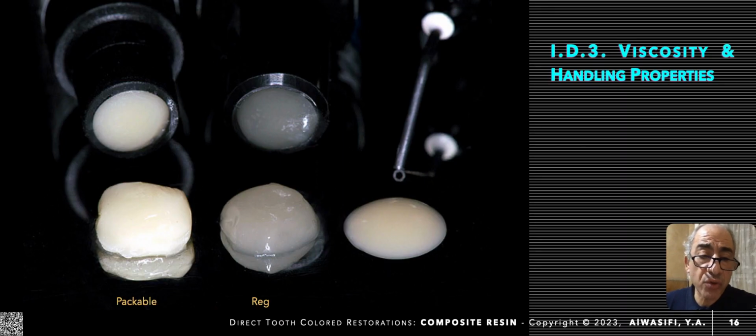This photograph shows you the difference in consistency, and at the same time the difference of wetting and the flow of the three types of materials. The regular one in the middle, to the left packable one, and to the right is flowable one. And as it is flowable, it is applied using a special needle. It could not be cut in slices and packed inside the cavity.